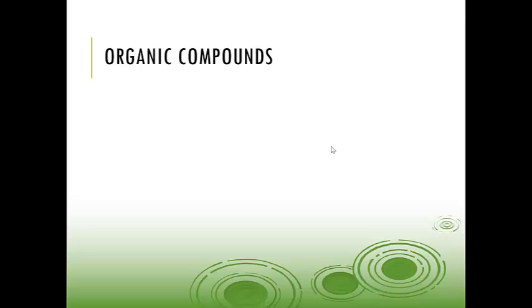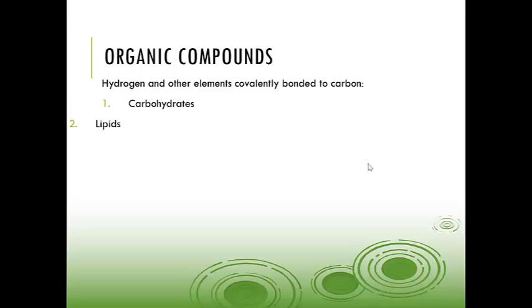Okay, today we're going to be talking about organic compounds. This is Lecture 2, Part 2, and it will complete Chapter 2 in your book. So, hydrogen and other elements are covalently bonded. This means that they are sharing that outer valence electron or more than one of those electrons, completing that outer valence, making the molecule stable.